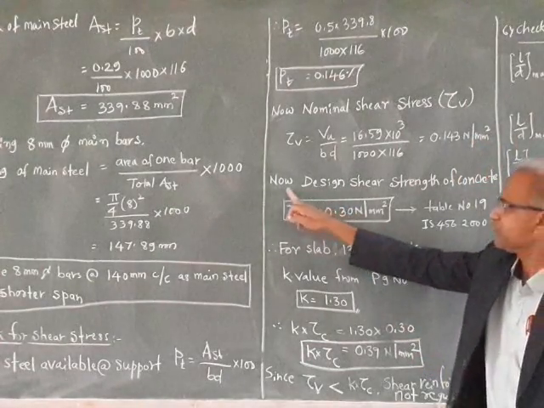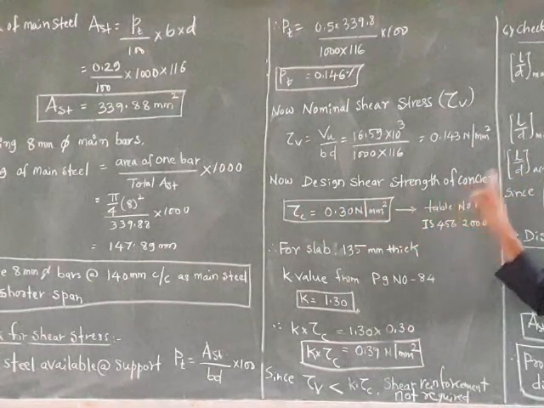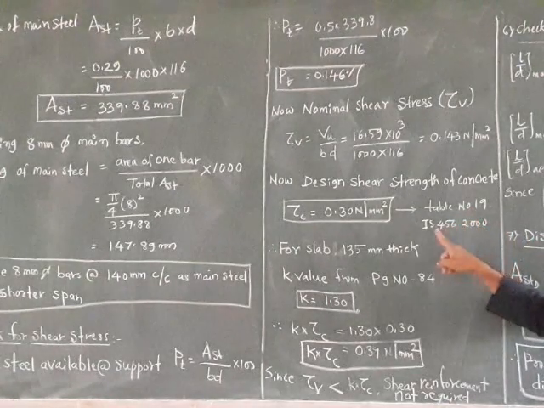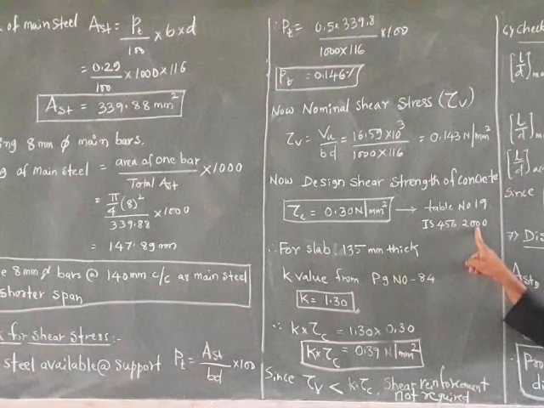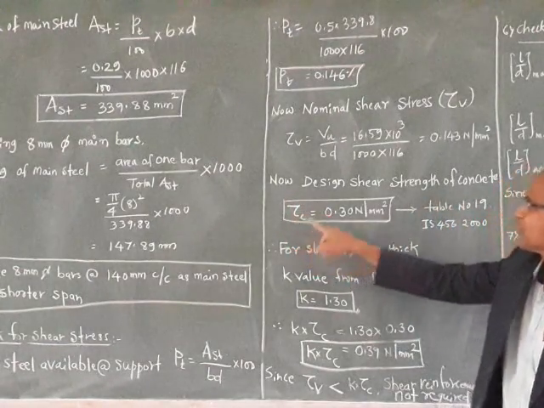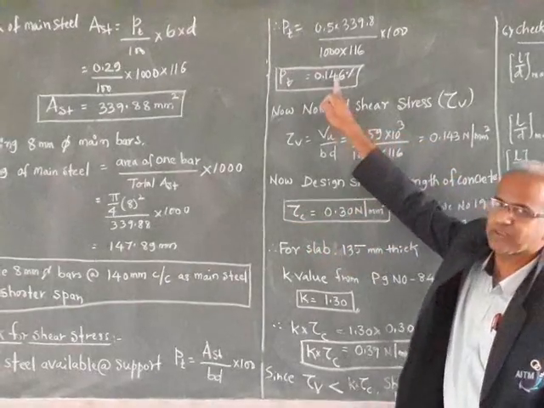Now design shear strength. Go to table number 19, table number 19, IS 456 2000. From that table we are going to get the tau c value. So tau c value for this percentage of steel.